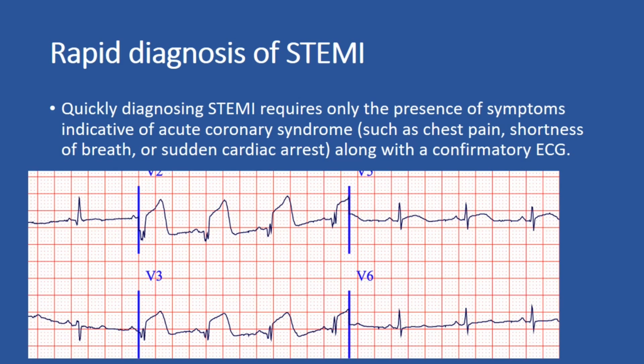ST elevation MI is a condition that you have to diagnose rapidly, then and there. Quick diagnosis of ST elevation MI requires only the presence of symptoms indicative of acute coronary syndrome, such as chest pain, shortness of breath, or sudden cardiac arrest, along with the confirmatory ECG. You don't need to have the troponin values to diagnose ST elevation MI.